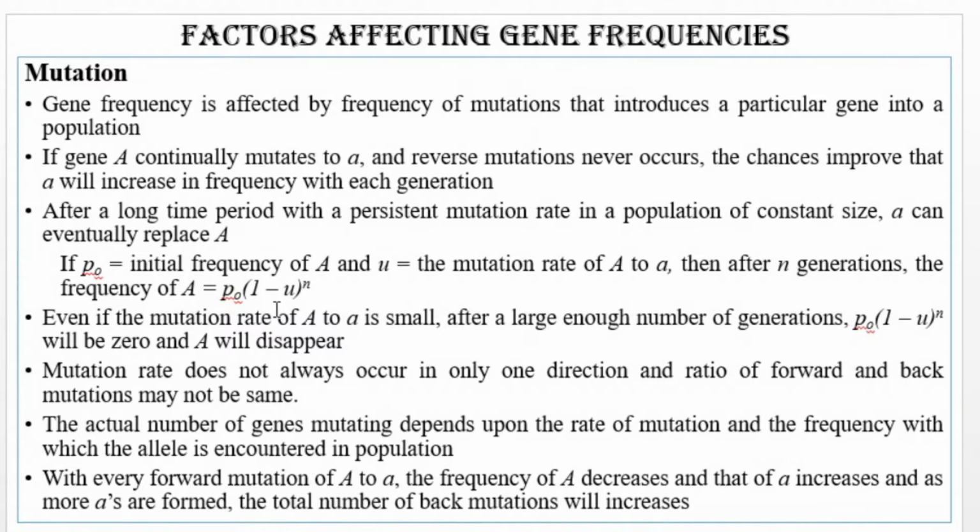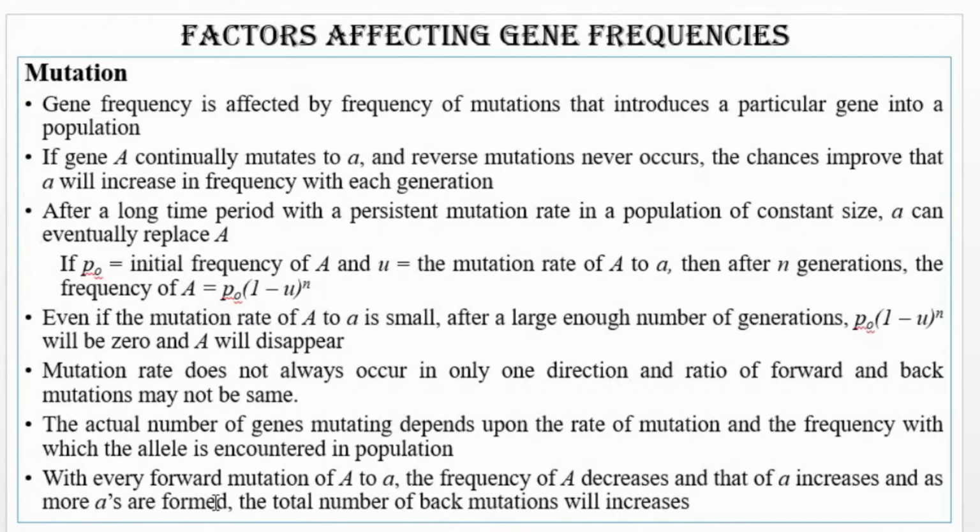Another point: the actual number of genes mutating depends upon the rate of mutation and the frequency with which the allele is encountered in the population. The number of genes mutating depends on the mutation rate, because forward mutation has one rate and backward mutation has another; both are not the same rate. It also depends on which allele frequency is predominant in the population, whether the dominant allele is high or the recessive allele is high. That actually determines the number of genes to be mutated.